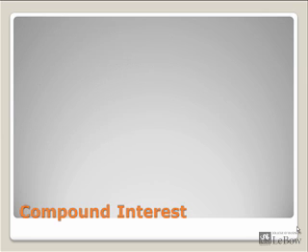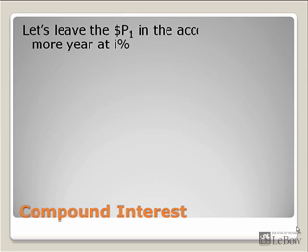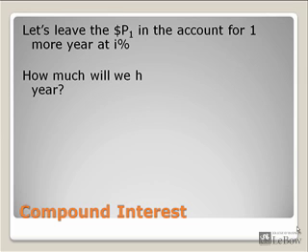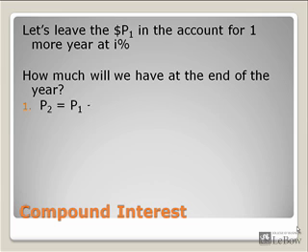Let's leave the P dollars, the P1, in the account for one more year at I%. And let's see, how much would we have at the end of the second year? Following the same format that we did in the previous slide, we could say that the amount we'd have at the end of period 2, or P2, would be equal to the amount we started with in that period, P1, plus the interest that we earn in that period, which is I times P1. We could substitute for the P1 that we found in the previous equation.